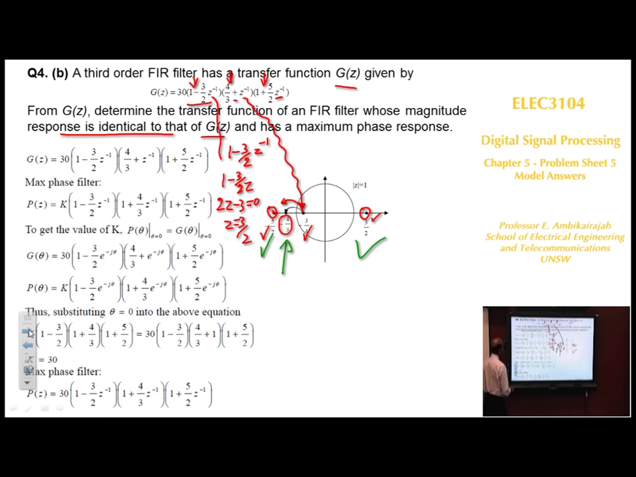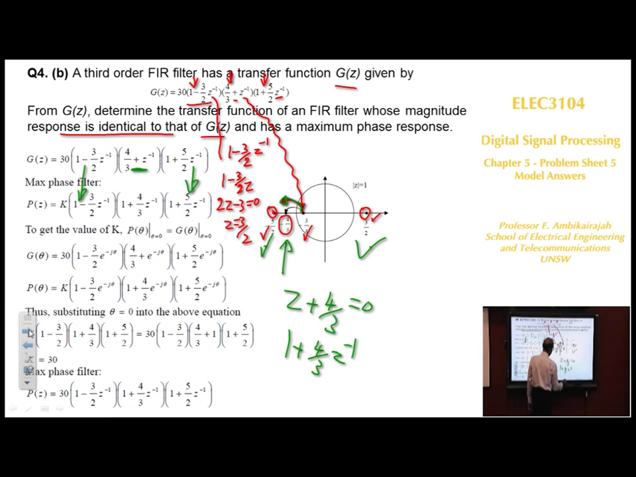So you go back and say, right, you are not going to touch this one, that's exactly the same as that. You are not going to touch this one, that's exactly the same as that, because they're all outside. But this one you need to change, because you are going to reflect it outside. So it is z plus 4 over 3 equal to 0. That's what it is. So you can rewrite that as 1 plus 4 over 3 z to the minus 1. So that's the root.